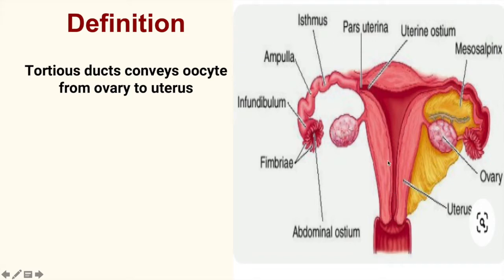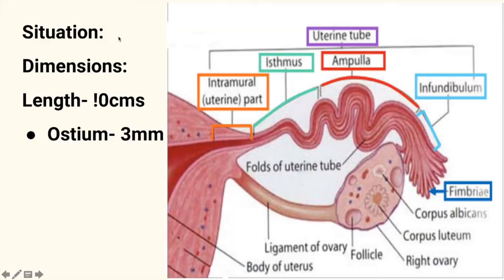Spermatozoa, which pass through the uterus, reach the ampulla of the fallopian tube, and there fertilization will occur. After fertilization, for implantation, the fertilized zygote will travel towards the fundus of the uterus. So by this we came to know that fertilization takes place in the lateral part of the fallopian tube, nothing but the ampulla. Situation: it is located in the upper free margin of the broad ligament.